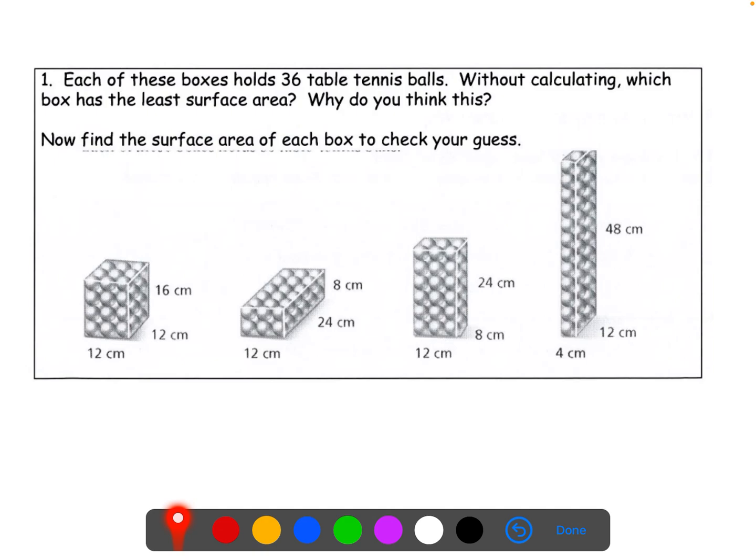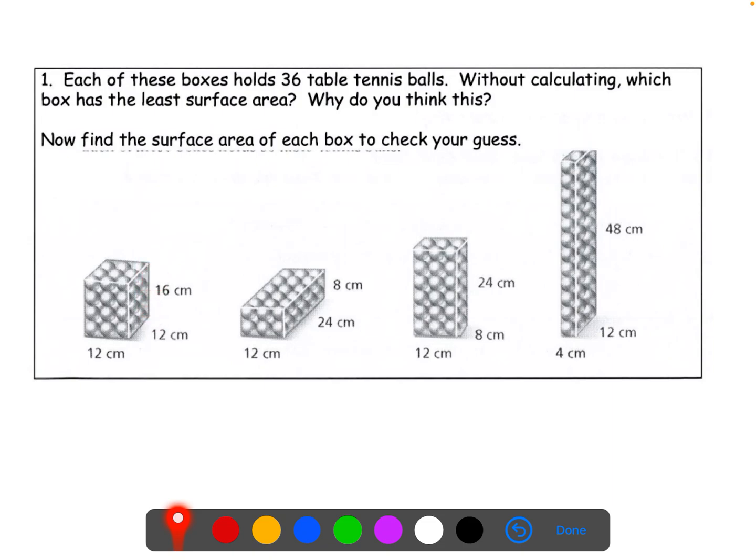Okay. Now, if we were to check, we would have to find, again, the area of each of these surfaces. We're dealing with rectangular prisms, and that means it's going to have 6 surfaces to deal with. Now we can certainly speed this up by multiplying certain surfaces that are the same. So here we have 12, 12, and 16.